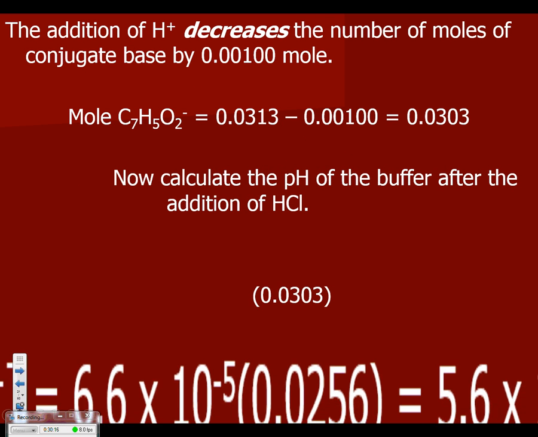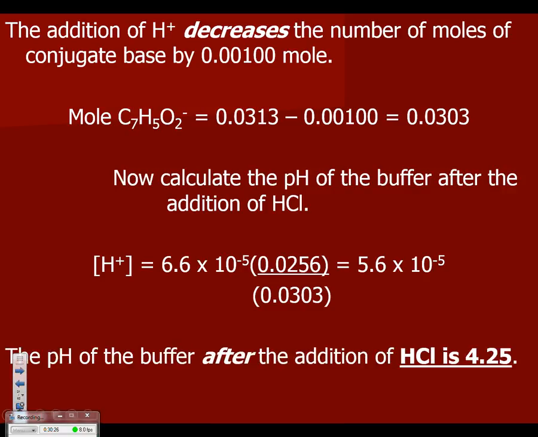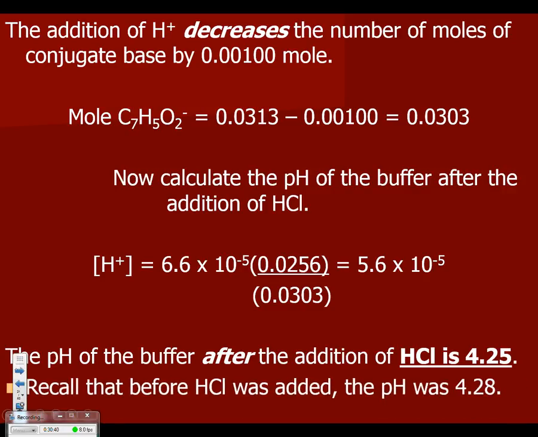Now we calculate the pH of the buffer after. So now we've got our new concentrations. We throw it in there. We get our concentration of hydrogen, minus the log of it, and we've got it. If I had the Henderson-Hasselbalch, I just plug it in and do it all in one step, if I've remembered it. Okay, does that make sense? This one works fine. It's just one more step in the process instead of all in one. Okay, recall that before HCl was added, it was 4.28. So it's gone down just a little. So the buffer's holding its own.